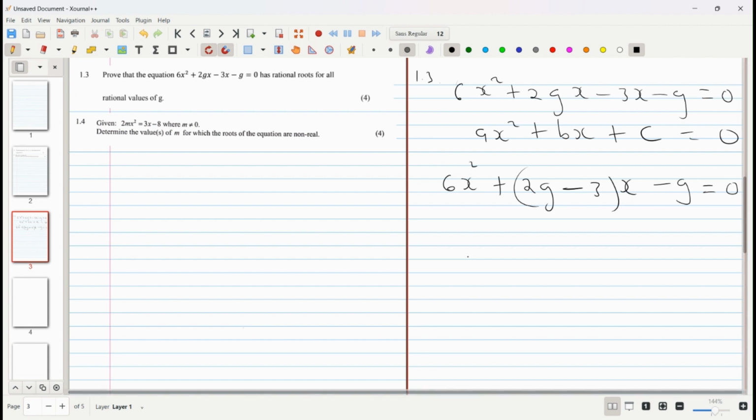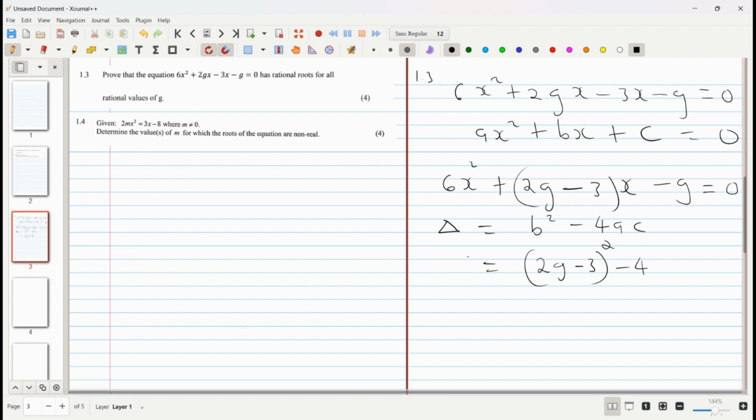Okay, so now that this equation is in its standard form, we can find the discriminant. So our discriminant will be b squared minus 4ac. So this is our discriminant. So what is our b squared? Remember, this is our a, this is our b, this is our c. So b squared is 2g minus 3. So 2g minus 3 is our b squared.